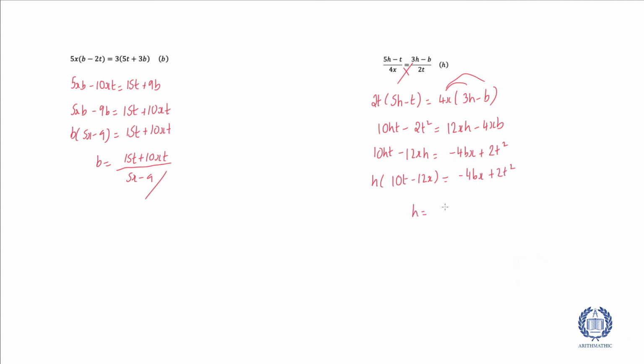Final step is h is equal to minus 4bx plus 2t squared over 10t minus 12x, and that should have been the answer. Okay, so if you've got this, well done. If not, put it down in the comments. I'd be more than happy to help you guys out.